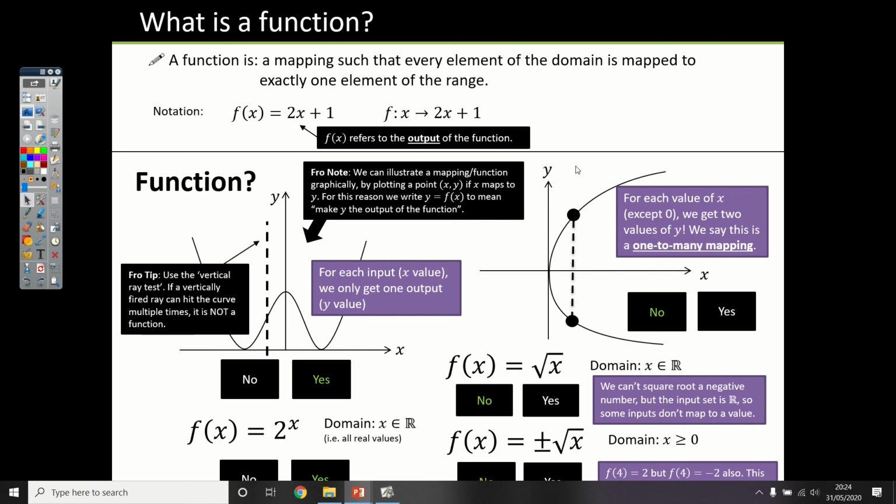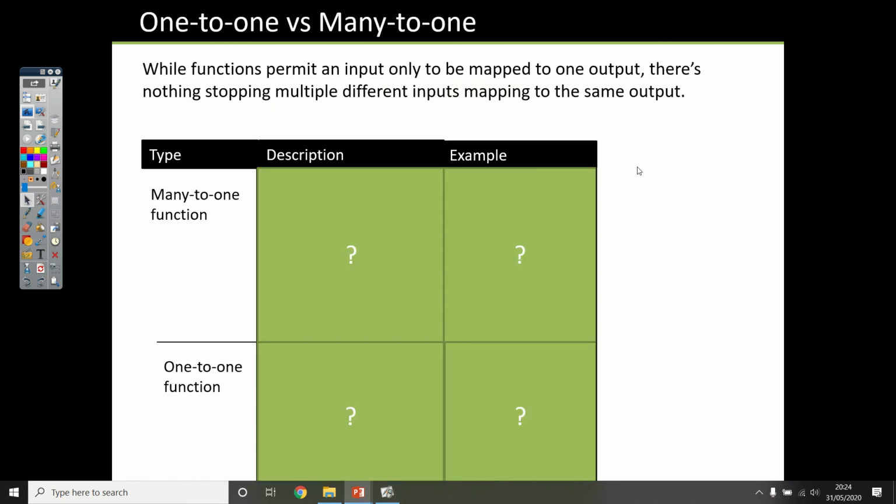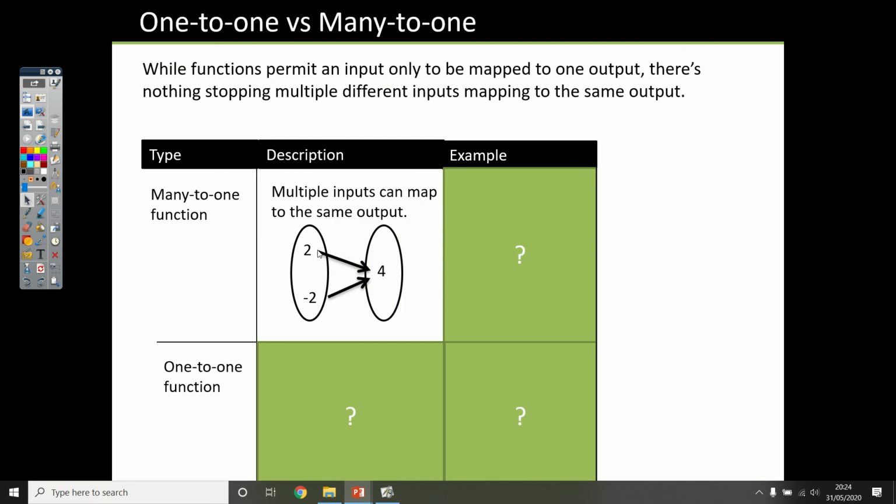So that's a bit more of a geometric test. The vertical line is quite important because it tells us if it's one to many. We've looked at one to one and many to one, but this is just a quick slide to put that all into one place. Just to recap, many to one looks like this: multiple inputs to the same output.